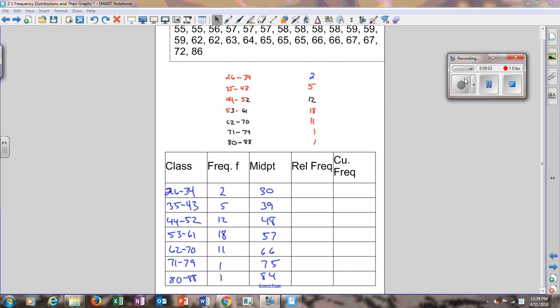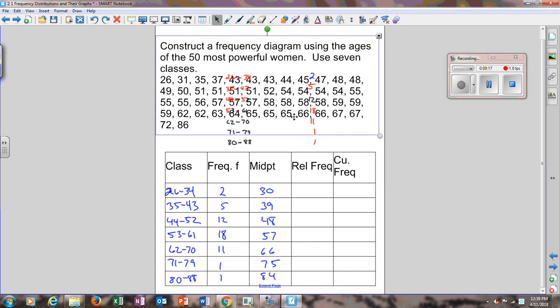Okay, so this is all the information we had from the table from last time. Now we just need to add the relative frequency in. So you're going to do 2 divided by 50, because there's a total of 50 data points, I believe. So you're going to do 2 divided by 50, gives you 0.04.